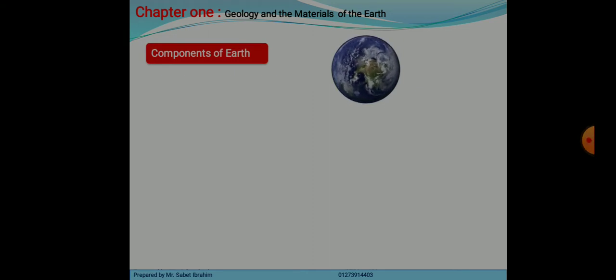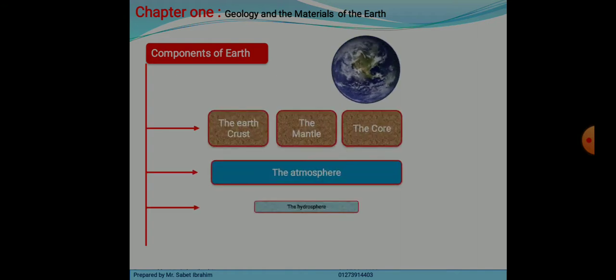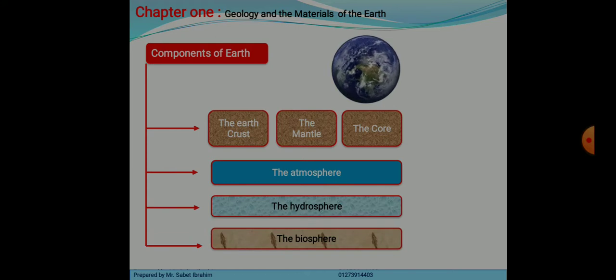And now, what are the components of Earth? The components of Earth, as we see here, are the lithosphere, which includes the crust, mantle, and core, the atmosphere, the hydrosphere, and the biosphere.